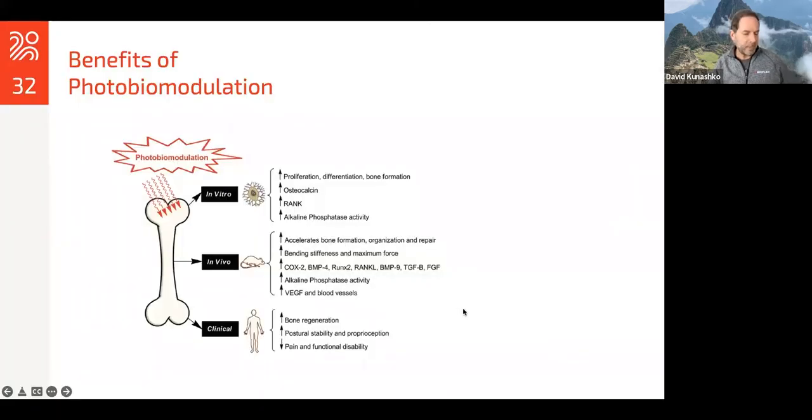So how does photobiomodulation, I think we're going to go over time again, but it's going to be another 10 minutes just so everyone knows.